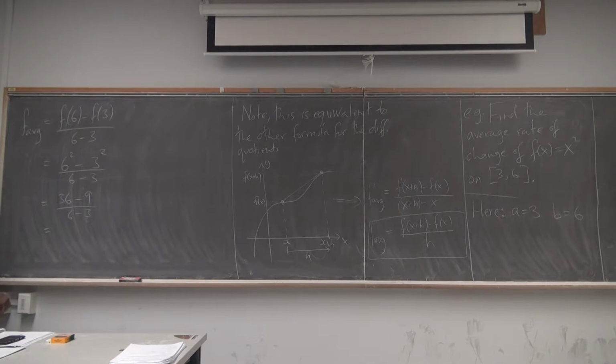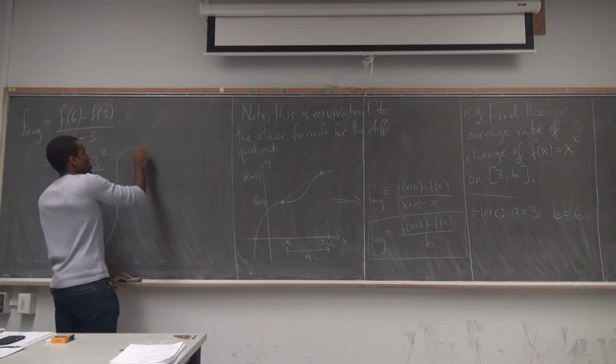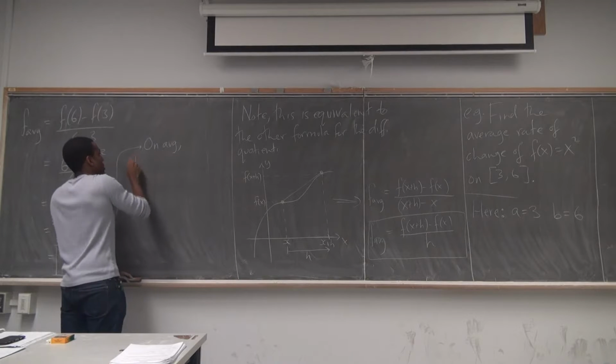And 36 minus 9? 27. 6 minus 3 is 3. What is 27 over 3? 9. Right? And you think of that as the average rate of change. So you can see here what this number means on average.